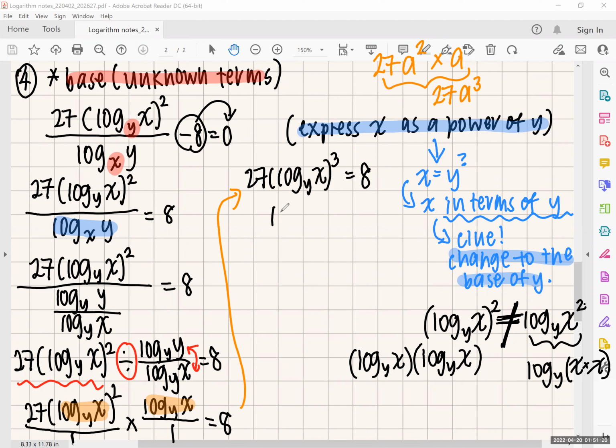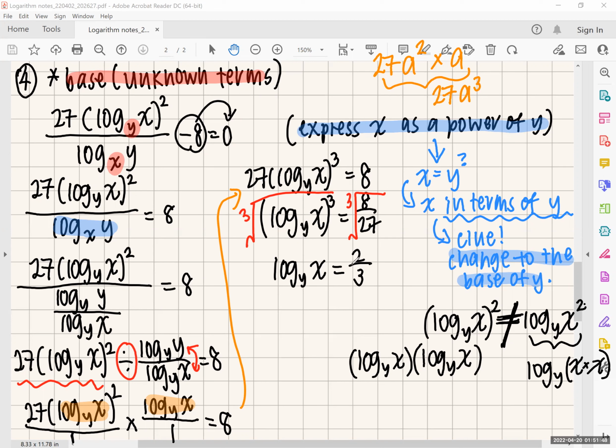So I'll bring the 27 over now. It's a lot simpler. 8 over 27. And to get rid of the cube means I cube root both sides. And cube root, so I've got the cube root here, and put it in your calculator. Cube root of 8 over 27, it will give you an answer of 2/3.